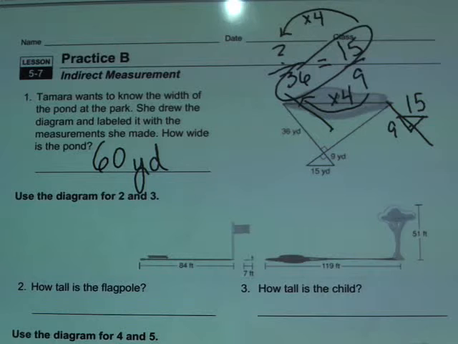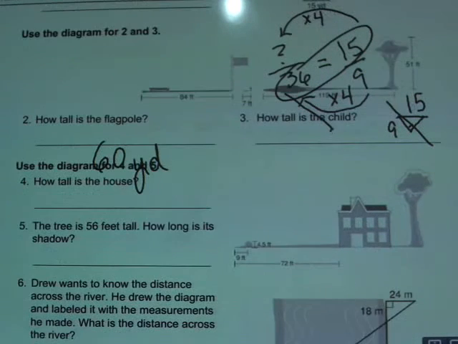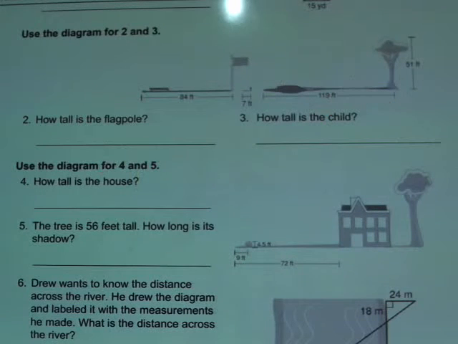All right, let's go ahead and take a look at number 2 and number 3. It's asking me to use the diagram that's drawn there. And as you can see, my diagram is 3 similar triangles there with a flagpole and a person, that's the small one, and then a really big tree. And they want to know in number 2 how tall is the flagpole, and in number 3 how tall is the child.